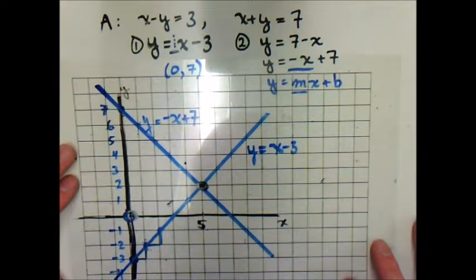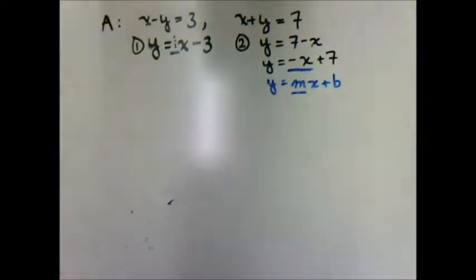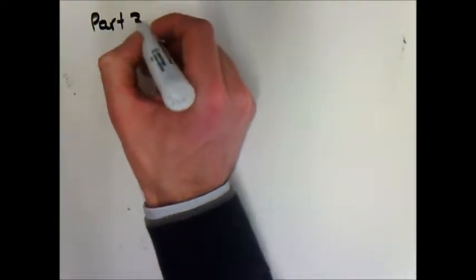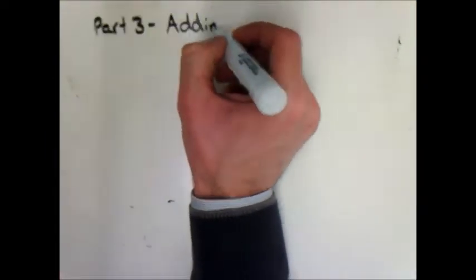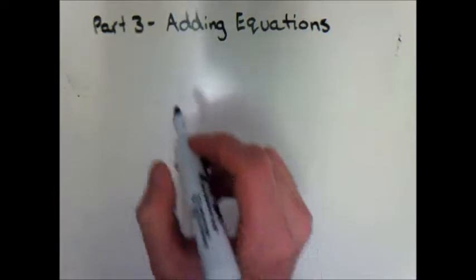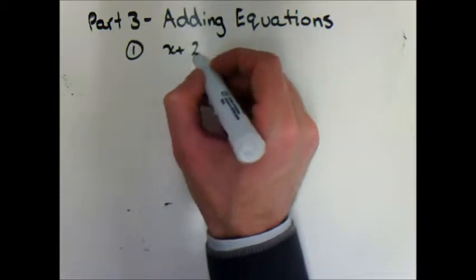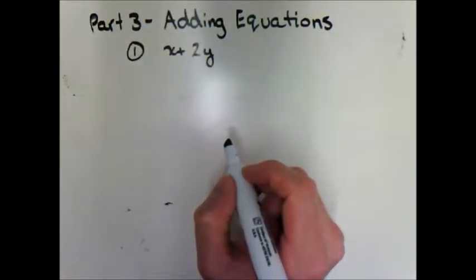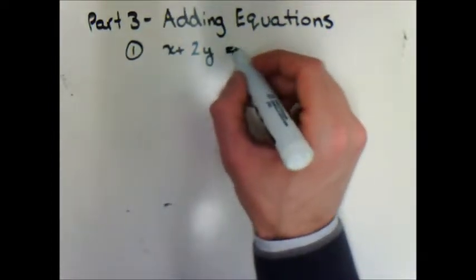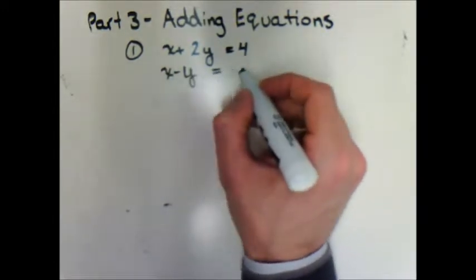Okay. One more note. So part 3. Adding equations. And they give you the two equations. They give you equation 1, which is x plus 2y equals 4. And x minus y equals 1.